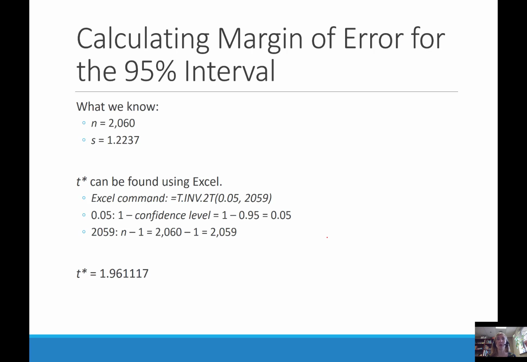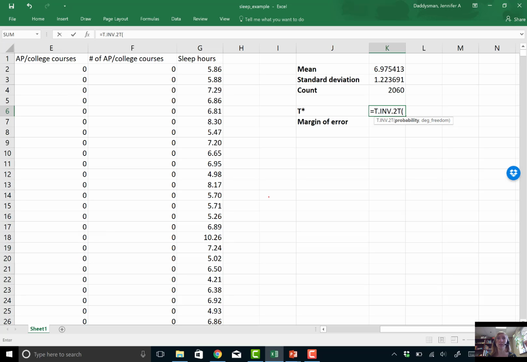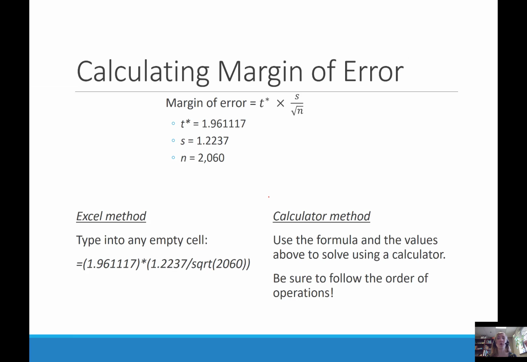t.inv.2t. The function has two arguments, probability and degrees of freedom. Probability is 1 minus the confidence level, in this case 95%, so the probability is 1 minus 0.95, or 0.05. The degrees of freedom for a one-sample study can be calculated by taking the sample size and subtracting 1, in this case 2060 minus 1, or 2059. We can type this information into an empty box in Excel and press Enter. This gives us the result that T star is equal to 1.961117.